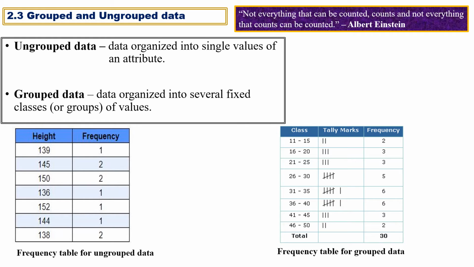Or we would normally group data if it's a large set and you want to compact your table so that you capture all the values, even though it's a very large data set. So this here is a frequency table for grouped data, and the main difference is the data values are organized into fixed classes or groups. Each class has the same size or width.